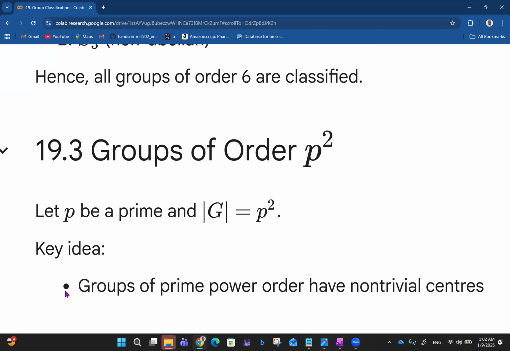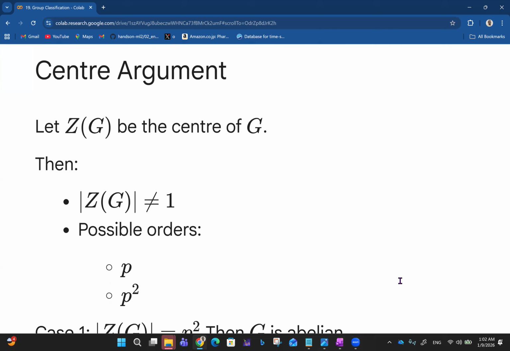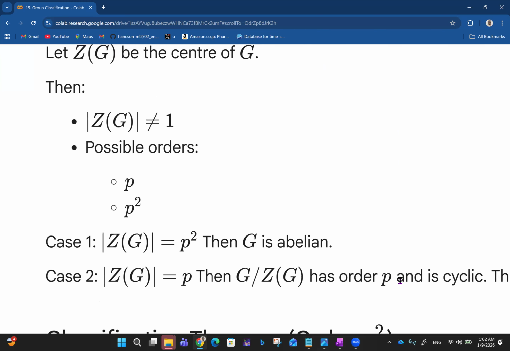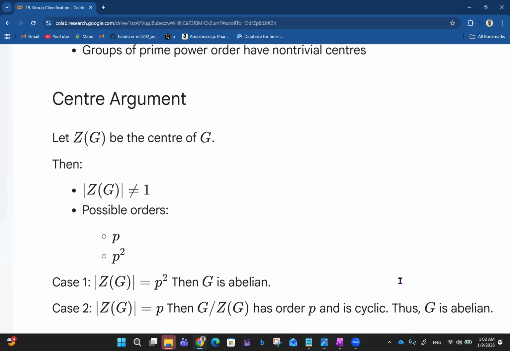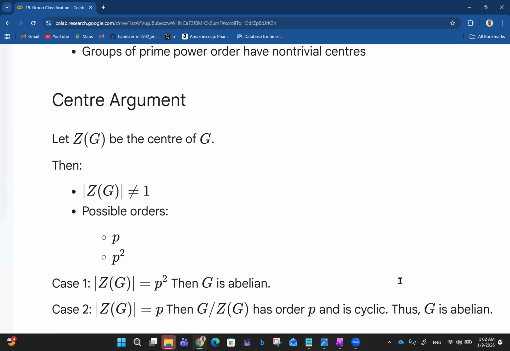The key idea is that groups of prime power order have non-trivial centers. So let's talk about the center argument here now. We've seen the idea of center, especially when we were talking about power tools for group actions.